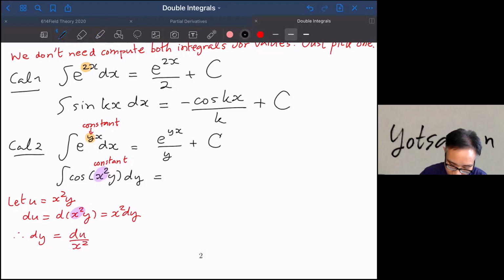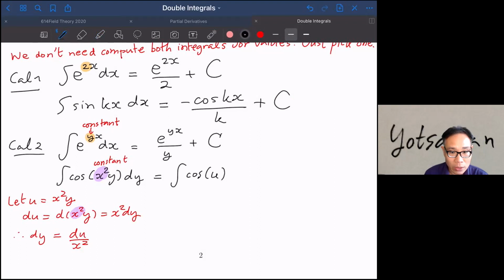So for this one, it's going to be the integral of cos u, and you have dy turning out to be du over x squared.